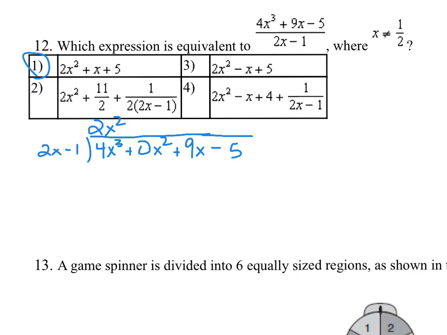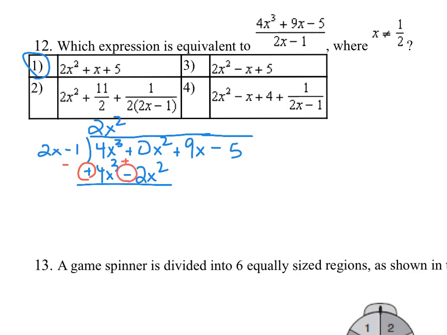All right, so when I multiply 2x squared times 2x, I get 4x cubed. And when I multiply 2x squared times negative 1, I get negative 2x squared. All right, well, this 4x cubed is a positive, technically, right? So now remember, what we do is we're just going to change all the signs. So I'm going to change this to a minus, change this to a plus.